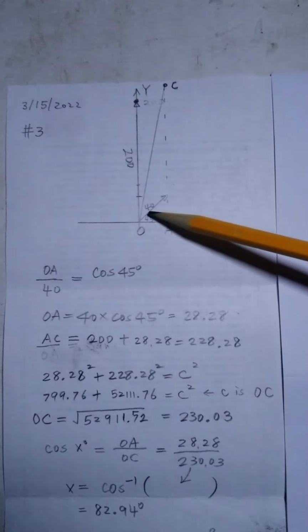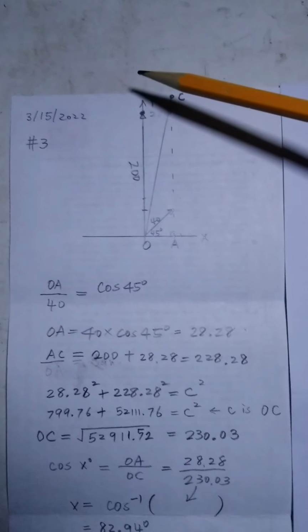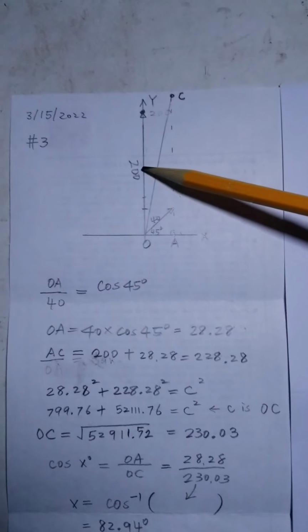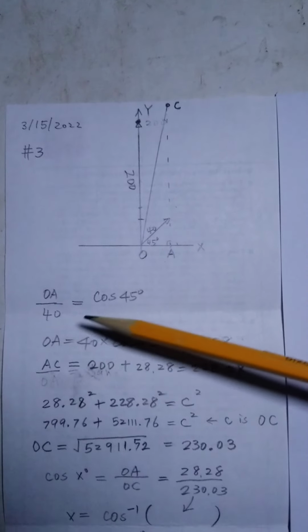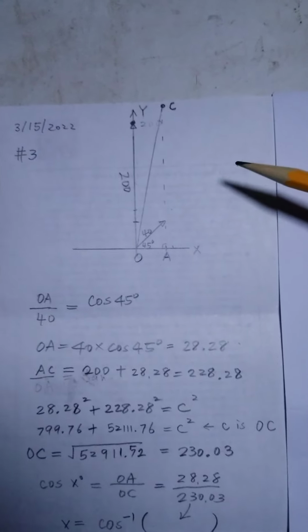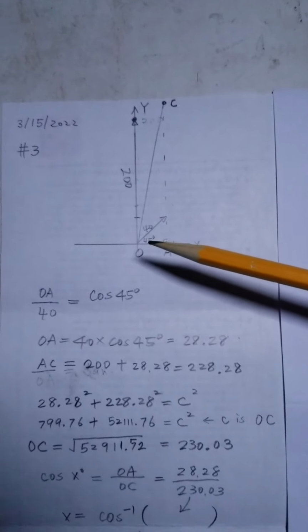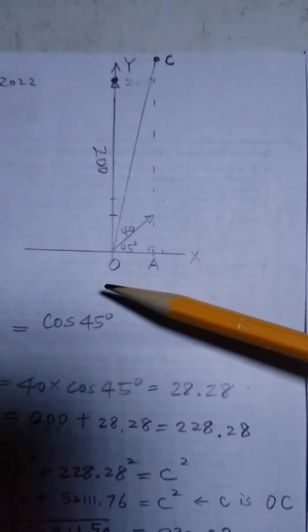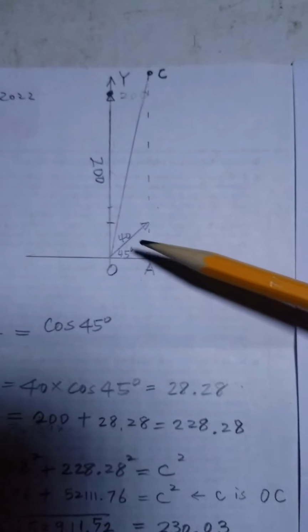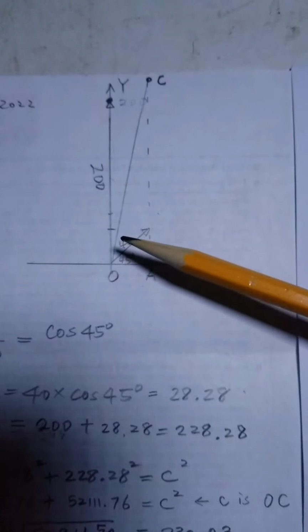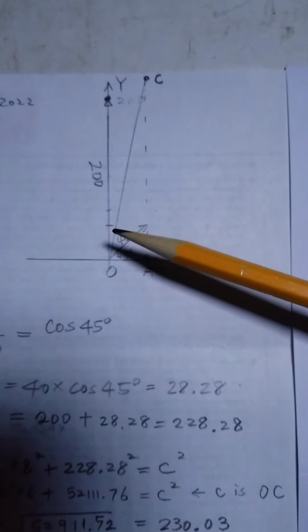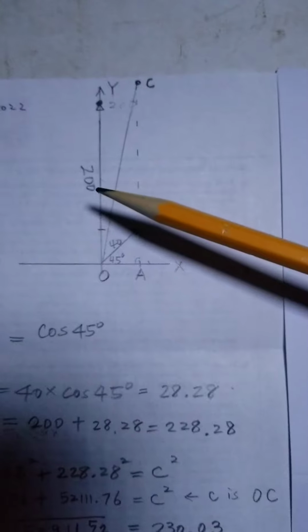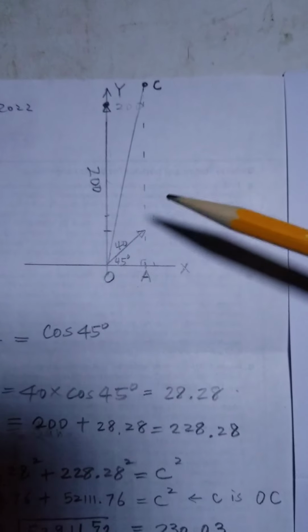This is number 3. We've got a plane going up north at 200 kilometers per hour. Then there's a wind going at 45 degrees, okay, at 40 miles an hour. So what it will do is this component of the 40 miles an hour will push the plane to the right. And this component of the 40 will make it go faster than 200. Okay, so we're going to figure it out.